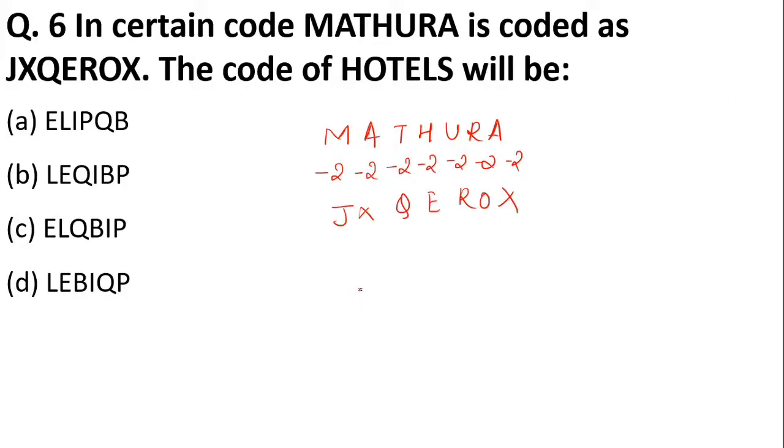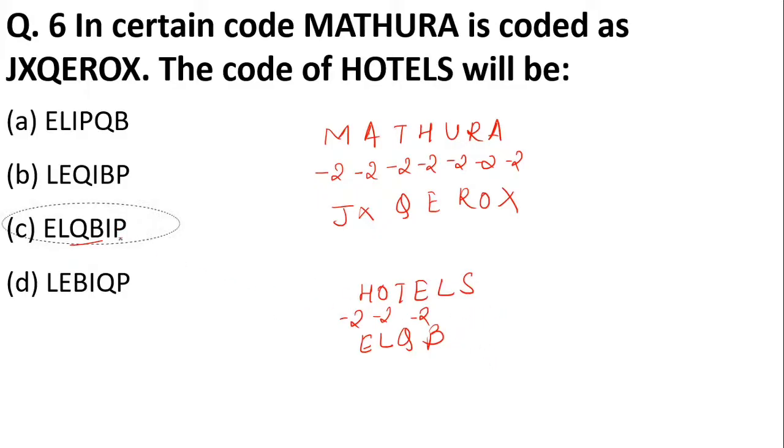Let's apply the same thing to hotels. Okay. First term, if you do minus 2, you get E, because after E, it is F, G, H. Okay. For O, you will have M, L, M, N, and then you get O. For T, you have Q. For E, you have V. Minus 2, V. So in all the options, the right answer becomes option C.